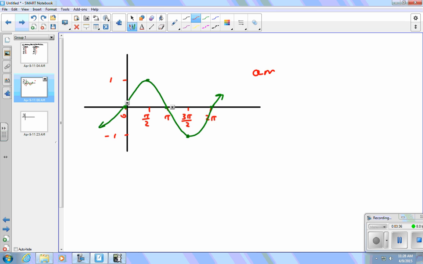The amplitude of a periodic function is the distance from the center of a function to its highest point, or from the center to its lowest point, which is equal, okay? So there's our amplitude. I'll put a little 1 here and a 1 there to show the amplitude. So the amplitude of this function is equal to 1.